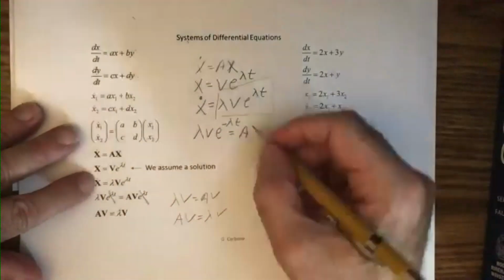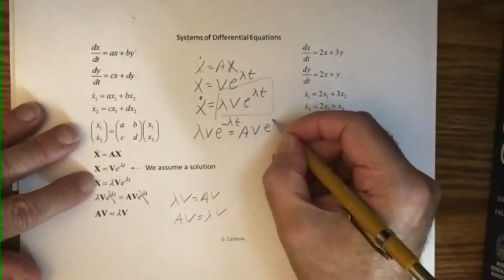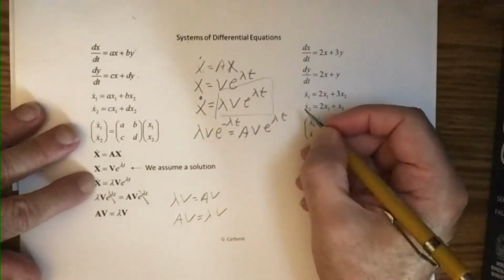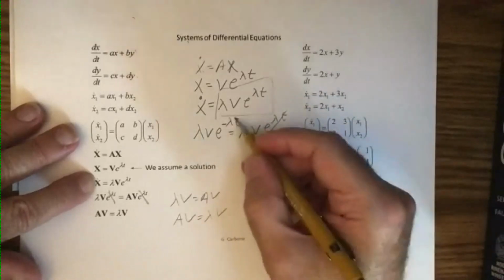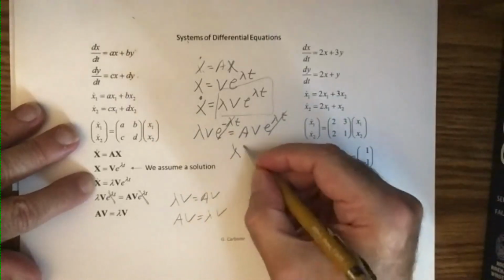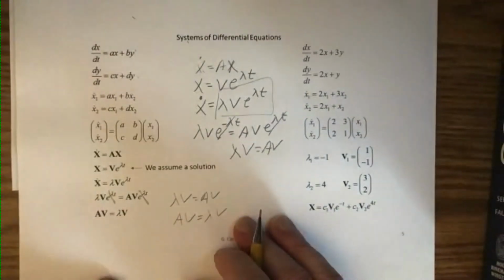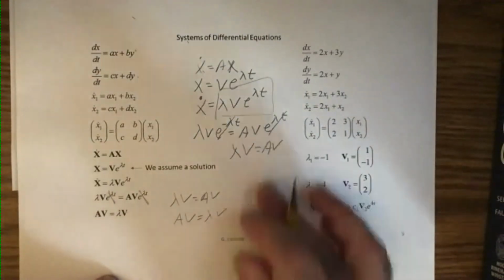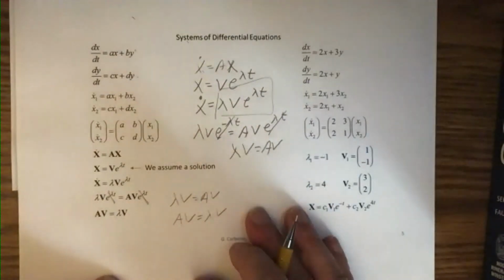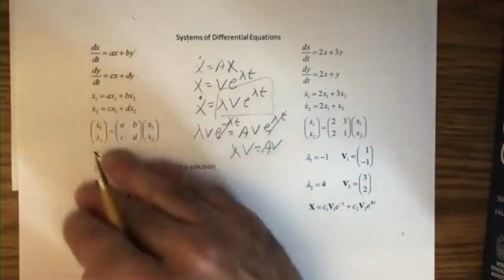But X is equal to this. So this cancels with this cancels. Maybe that's a little clearer. Okay, and then you just can reverse this. All right. So, okay, if you understand this, great.